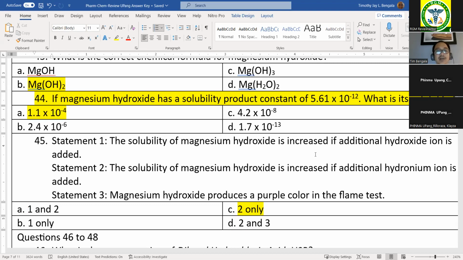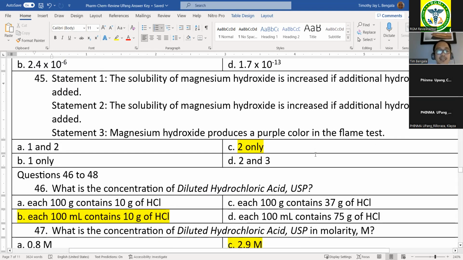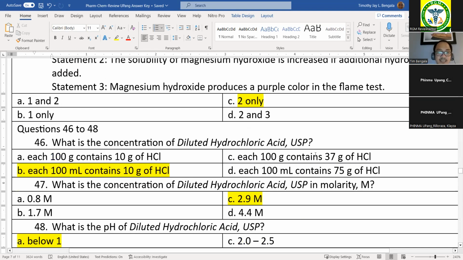Then lastly, magnesium hydroxide produces a purple color. So that is incorrect. Walang kulay sa flame test ng magnesium ion. Next, for number 46. Ano yung concentration ng diluted hydrochloric acid?